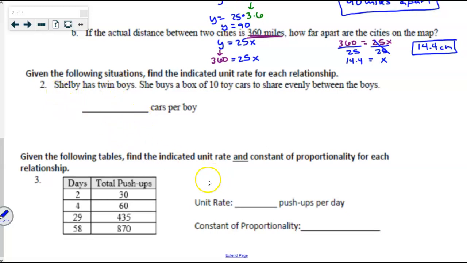2 and 3 are very similar problems. Here I'm giving you a situation and I want you to find the cars per boy. Understand what that means. That means we're finding the unit rate. And the next one, the information is organized in a table, and I want you to find the unit rate, and I want you to find the constant of proportionality. Similar ways of doing those kinds of problems, different ways that we would talk about them. So make sure that you have a good solid understanding of what a unit rate is and how we would answer that, and what the constant of proportionality is and how we would answer that. Pause the recording and give number 2 and 3 a try before we go over it together as a class.